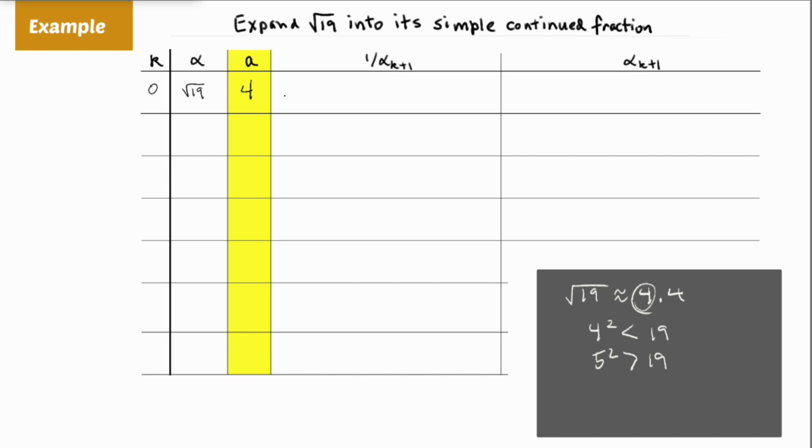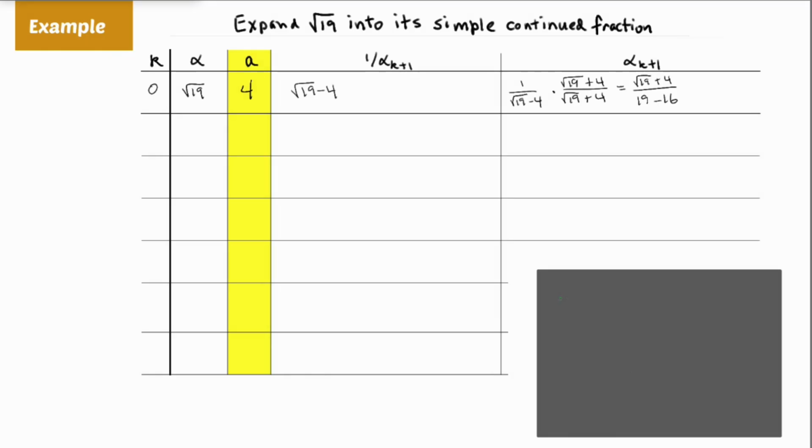We can't write it as a decimal, so we'll write square root of 19 minus its integer part, which is 4. You can think of what's in the row so far like this. Square root of 19 equals 4 plus square root of 19 minus 4. Alpha k plus 1 is just the reciprocal of the fraction part, so it's 1 over square root of 19 minus 4. This is the value for alpha 1, which we'll use in the next row, but we're going to improve the form first. We'll multiply it and divide it by square root of 19 plus 4, which leaves us with square root of 19 plus 4 over 19 minus 16.